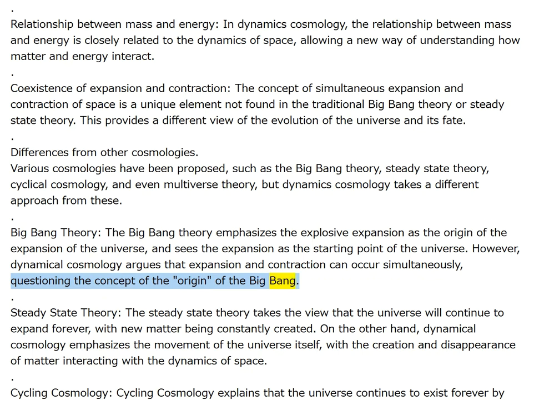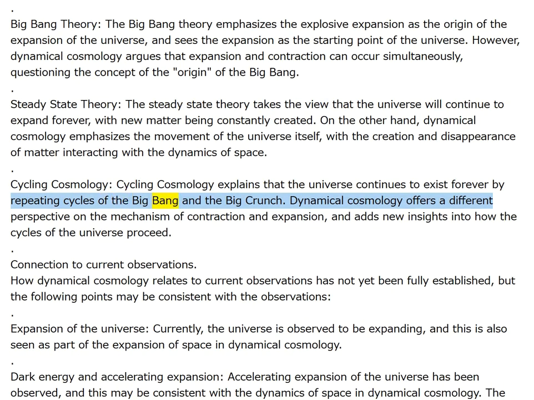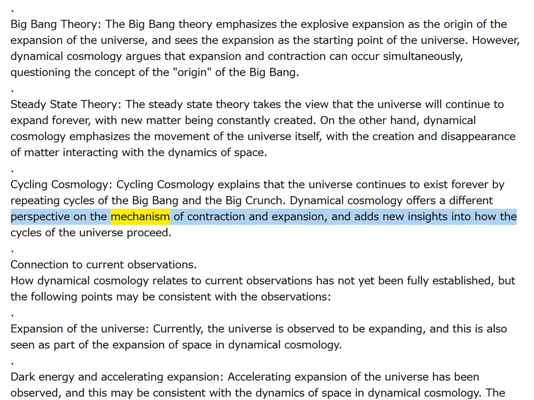Bang. Steady-state theory. The steady-state theory takes the view that the universe will continue to expand forever, with new matter being constantly created. On the other hand, dynamical cosmology emphasizes the movement of the universe itself, with the creation and disappearance of matter interacting with the dynamics of space. Cyclic cosmology. Cyclic cosmology explains that the universe continues to exist forever by repeating cycles of the Big Bang and the Big Crunch. Dynamical cosmology offers a different perspective on the mechanism of contraction and expansion, and adds new insights into how the cycles of the universe proceed.